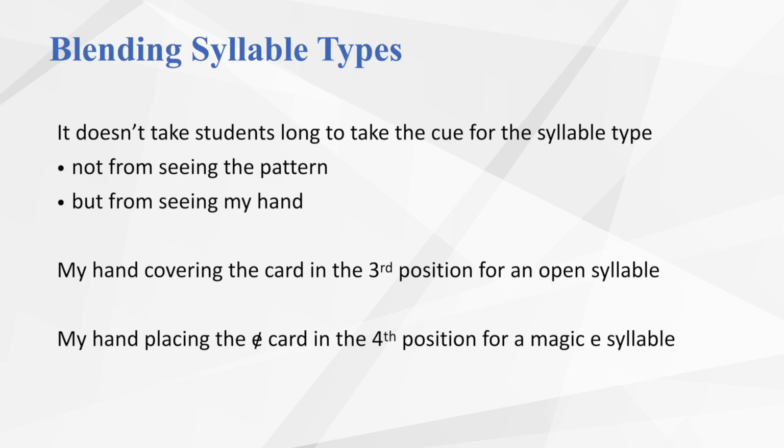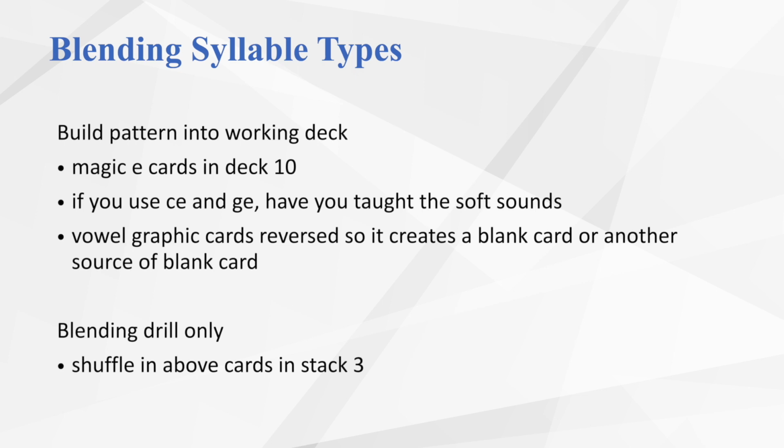In open, closed, and magic E syllables, it doesn't take students long to take the cue for the syllable type from what my hand is doing. My hand covering the card in the third position cues them that the vowel says its name. My hand placing the magic E card in the fourth position is a cue for magic E syllables. We want to build these patterns right into our deck.